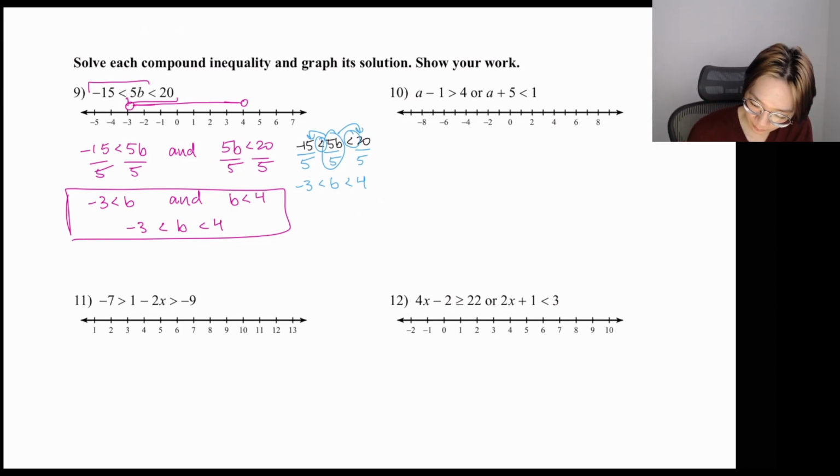Now for this other one, pink, so let's go green. We have an or, so we already have our compound inequality. Solve like normal.